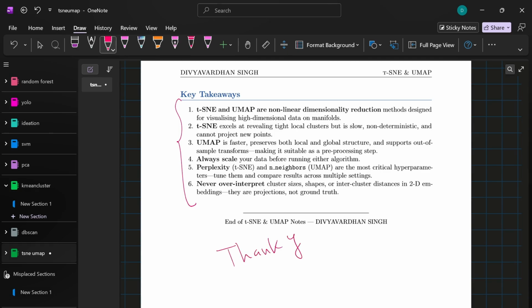Okay, so this video is a bit smaller as compared to others. The main part you need to know for t-SNE and UMAP is in the coding part, so we'll be covering it soon also. Thank you.